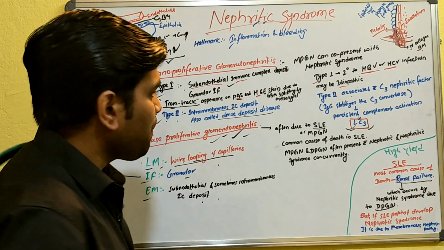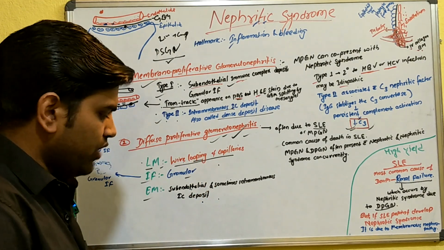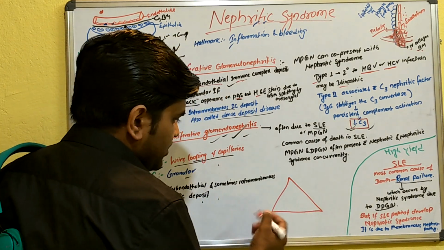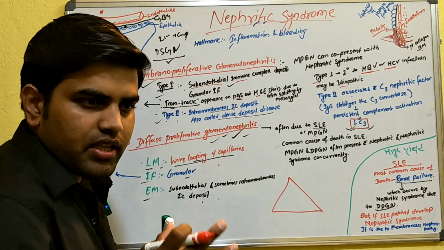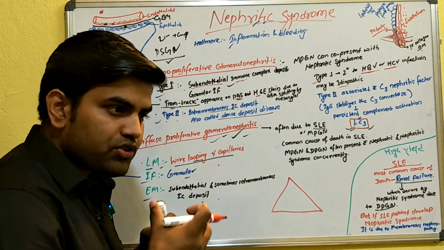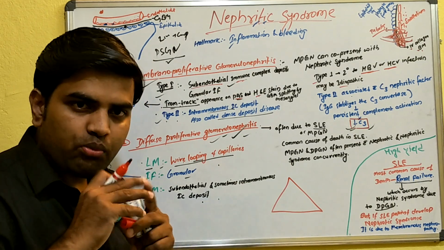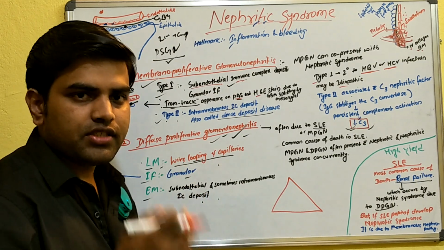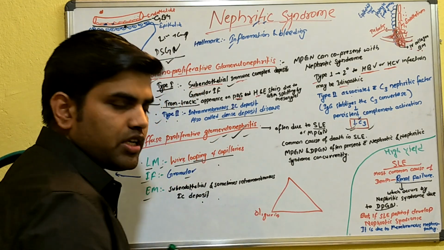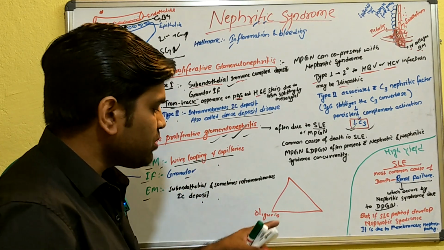Okay, so we have almost completed nephritic syndrome. Let me overview it again in short. What are the components of nephritic syndrome? See, there is glomerular inflammation. Normally with inflammation the blood supply increases, but here in nephritic syndrome, due to glomerular inflammation, the blood supply decreases. Since there is decreased blood supply, there will be decreased GFR, decreased urine formation, oliguria.